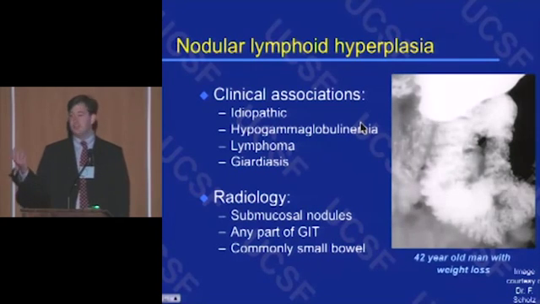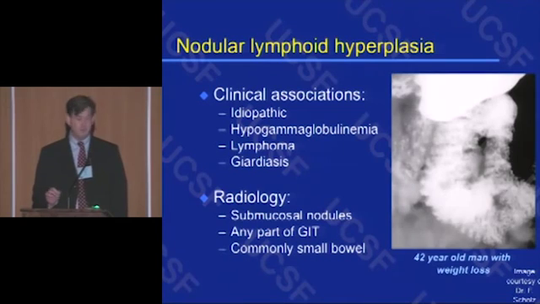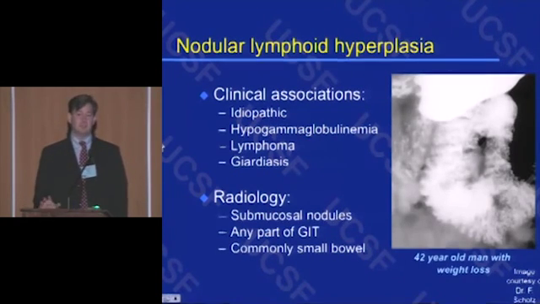Clinical associations, it's usually idiopathic, but it can be seen with the hypogammaglobulinemias, lymphoma, giardiasis. So anytime you see these small filling defects, that's what you should consider. Radiographically, there are small submucosal nodules. Again, it can involve any part of the GI tract, so you can see it in the esophagus. It's not as common. Usually, the majority of the time, you'll see it within the small bowel.